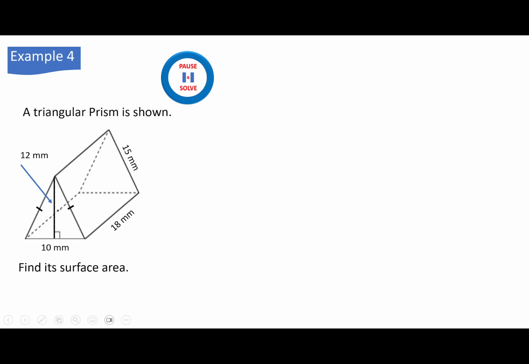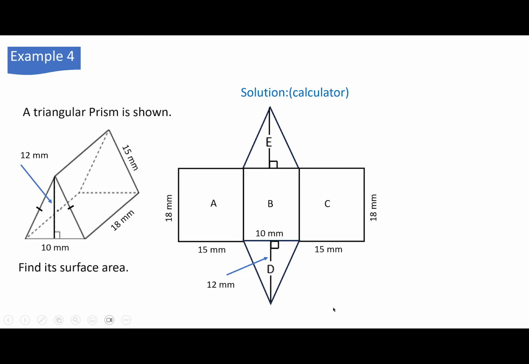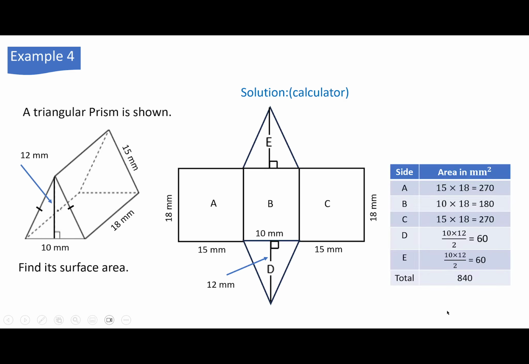Example 4. A triangular prism is shown. Find its surface area. When you look at that here, you have two triangles, one in the front, one in the back. You have a rectangle here, a rectangle on the other side, and a rectangle on the bottom. So if I open this, I will see this. Okay? So then you start calculating each face. Okay? So you get this table.